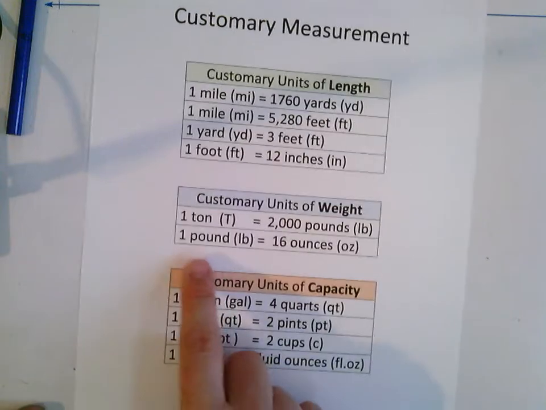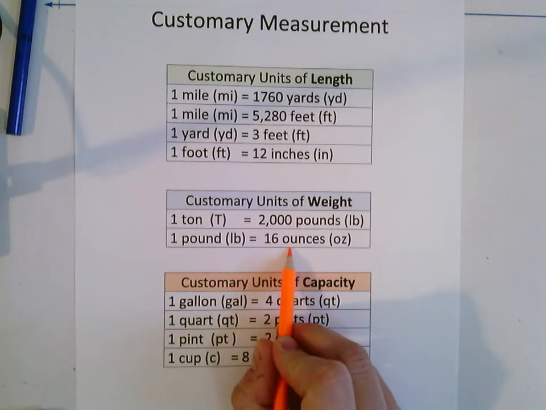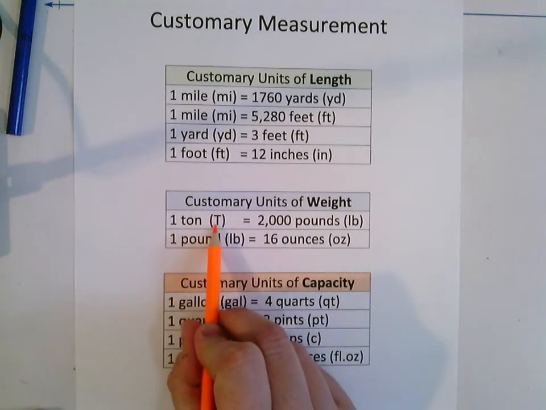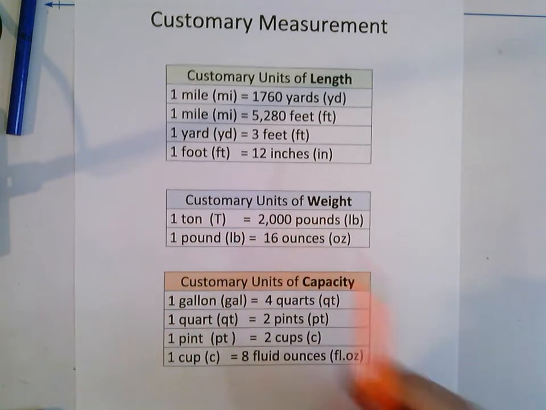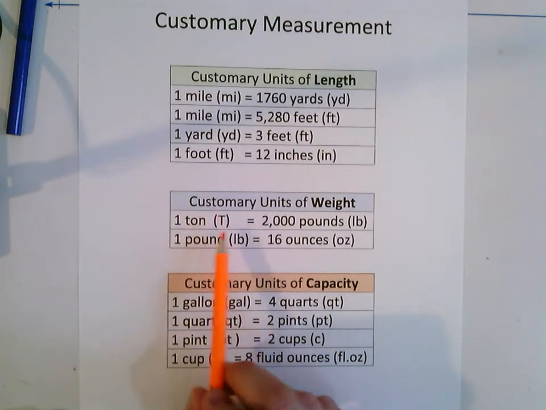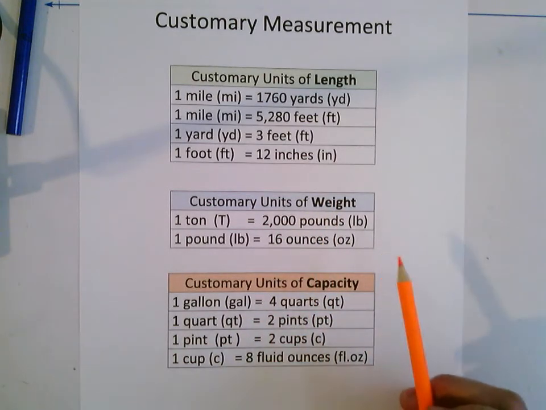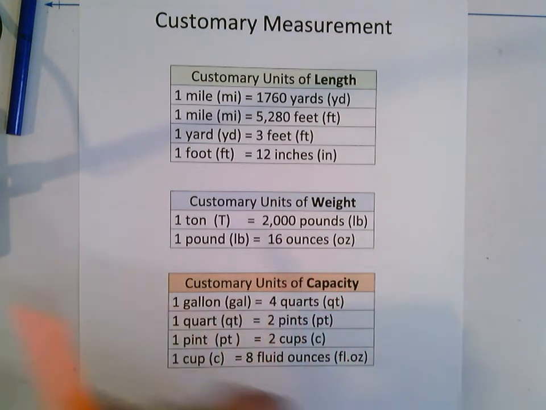So here we have 1 pound is equal to 16 ounces. And then 1 ton is equal to 2,000 pounds. So that's all that we need to know for changing ounces, tons, and pounds for weight, okay? So let's take a look at some problems, all right?